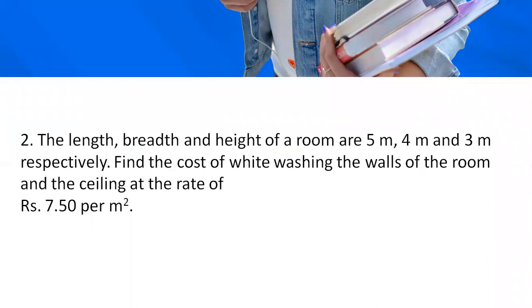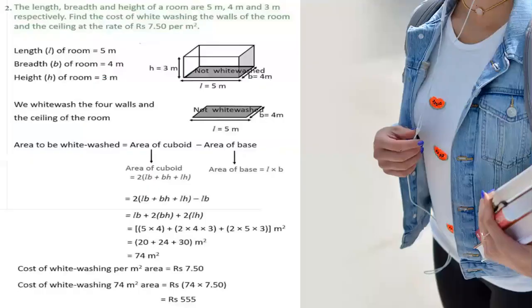The length, breadth and height of a room are 5 meters, 4 meters and 3 meters respectively. Find the cost of whitewashing the walls of the room and the ceiling at a rate of rupees 7.50 per meter square. So here we are given length, breadth and height, and we need to find the cost to whitewash the room at 7 rupees 50 paise per meter square. So we need to find the area.